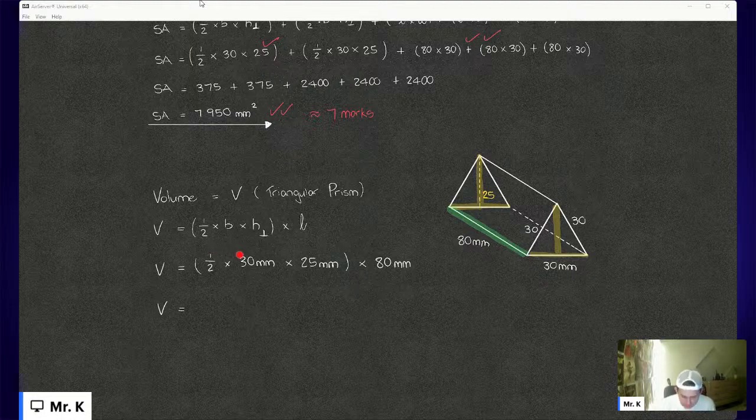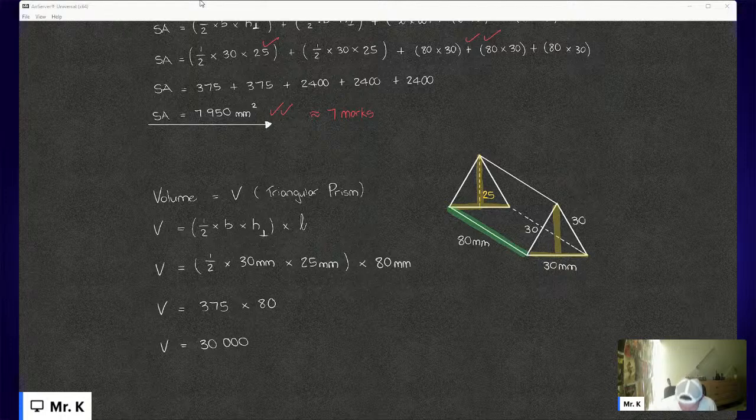A half times 30 times 25 is going to give me 375, right? Millimeters times millimeters gives me millimeters squared, but we won't worry about that for now. Everything inside of the brackets is equal to 375, and we can multiply this by 80. And when we do that in our calculators, guys, we get quite a perfect answer of 30,000.